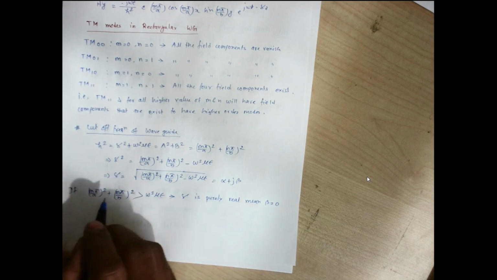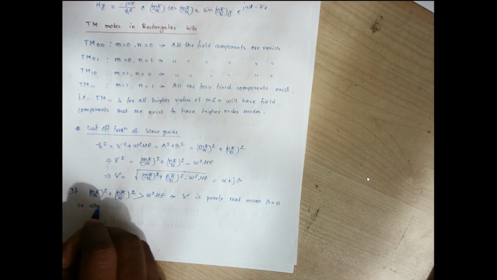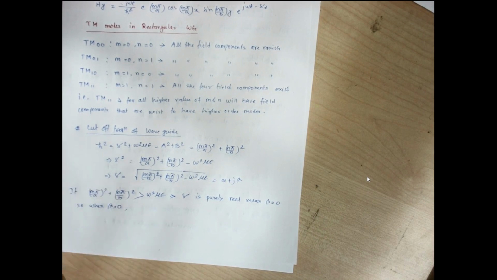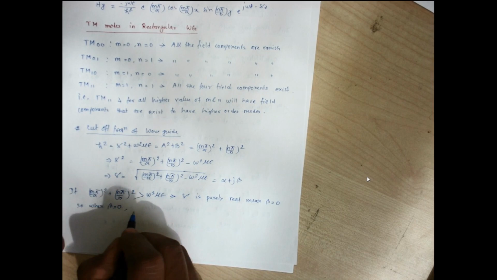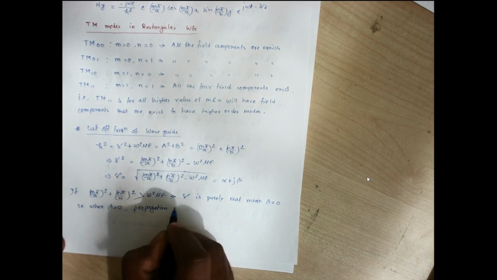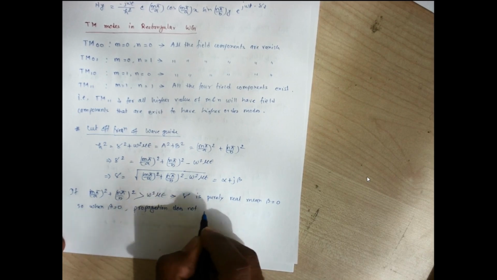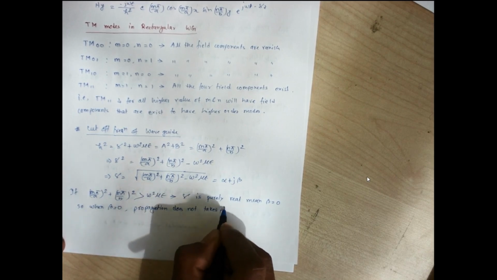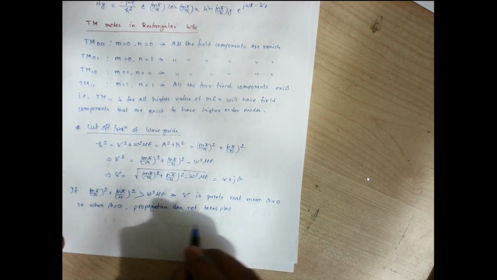So when beta is equal to 0, propagation does not take place through the waveguide.